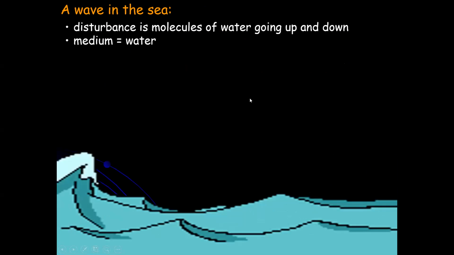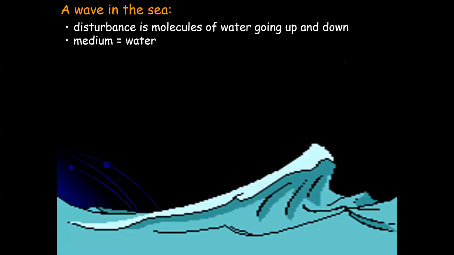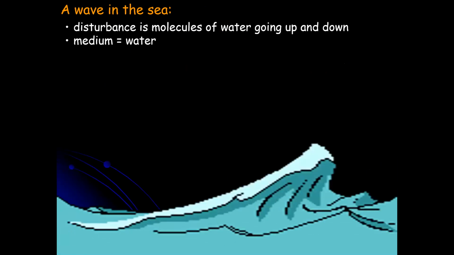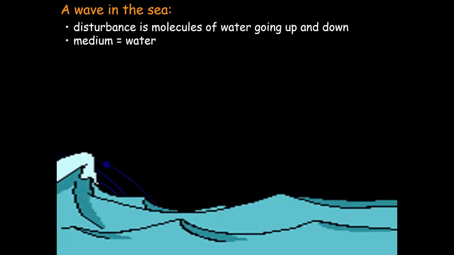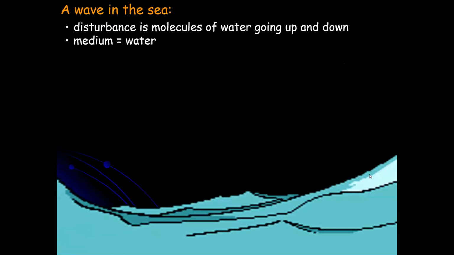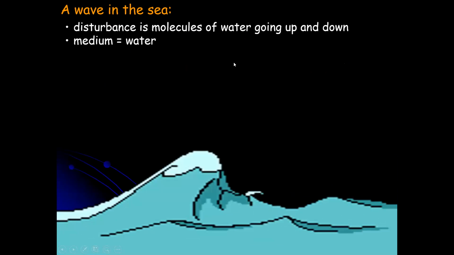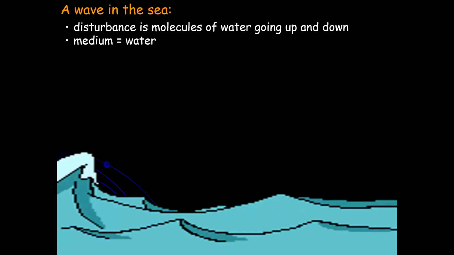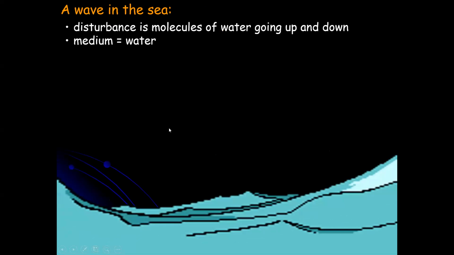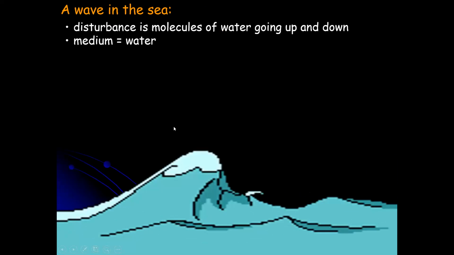So what kind of wave is this? A wave in a sea? Transverse or longitudinal? So it's a transverse wave. As you can see, the water particles are moving up and down, and the energy actually transfers from one place to another.